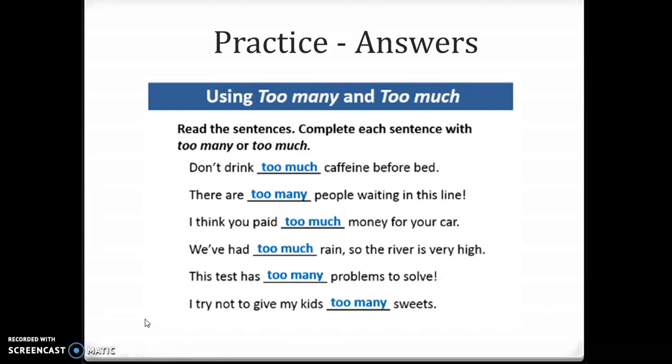Let's take a look. Don't drink too much caffeine before bed. There are too many people waiting in this line. I think you paid too much money for your car. We've had too much rain, so the river is very high. This test has too many problems to solve. I try not to give my kids too many sweets. Okay, so check your answers.